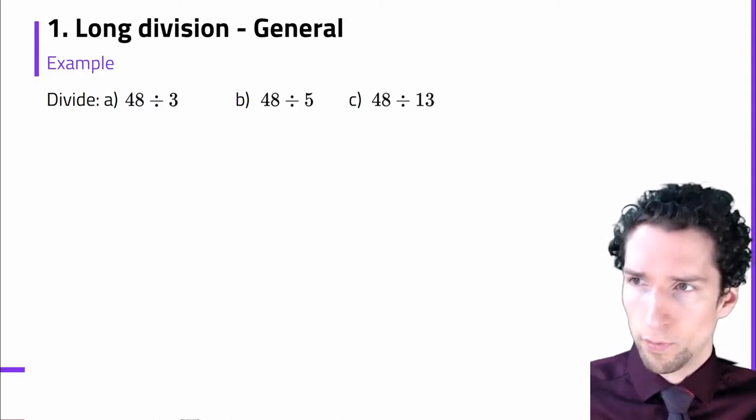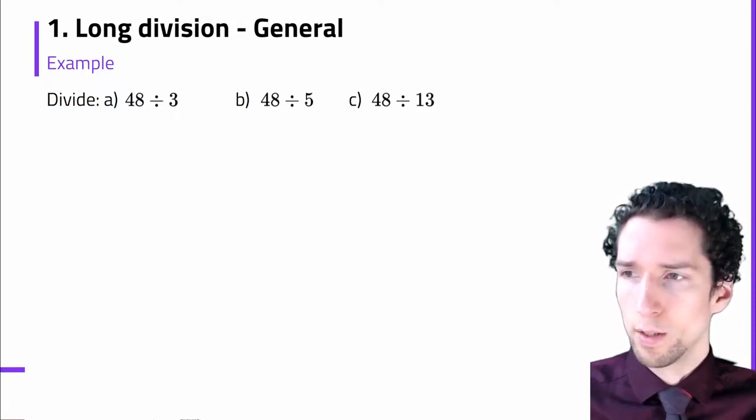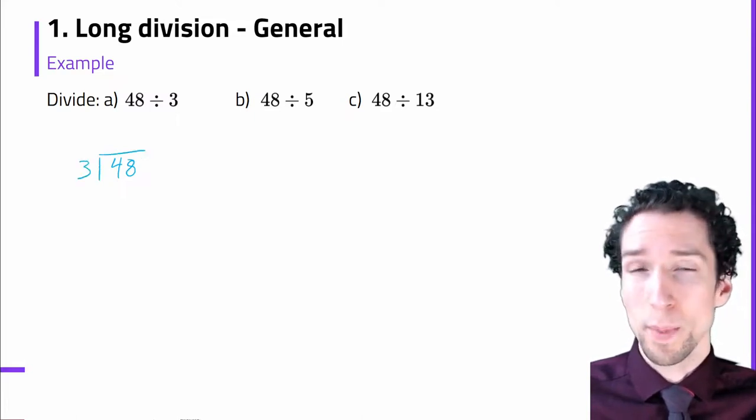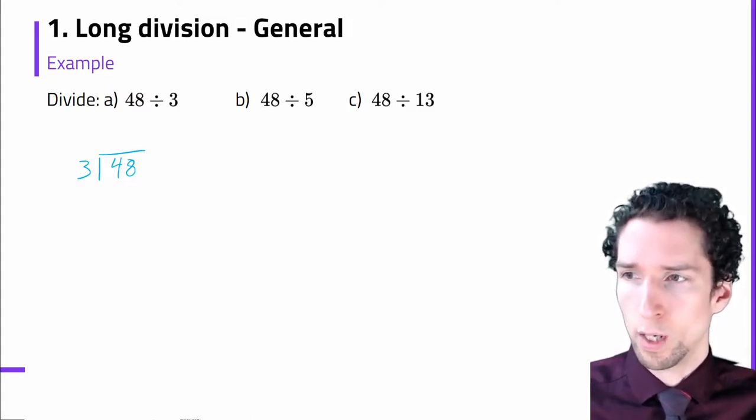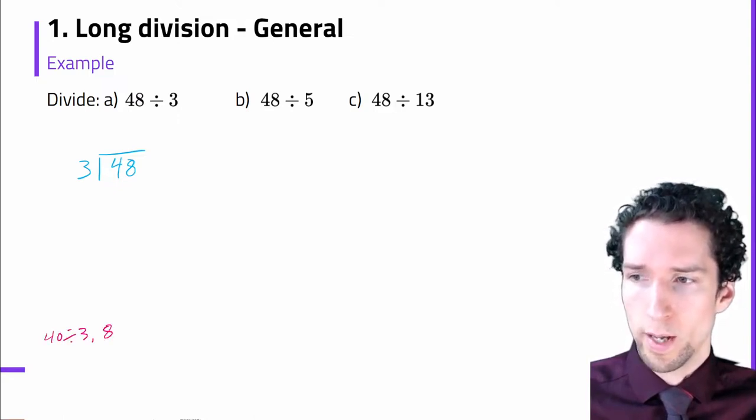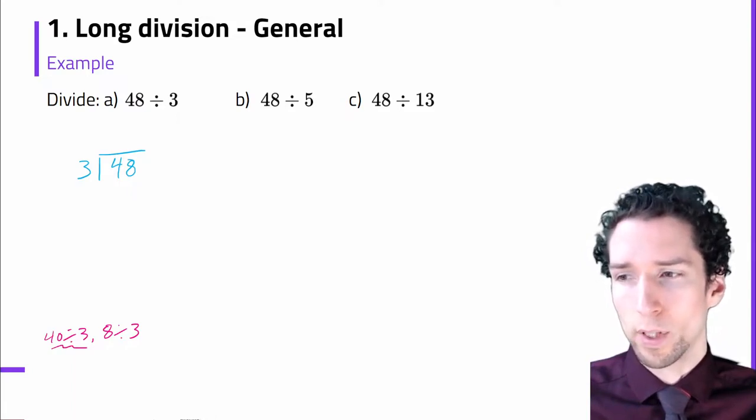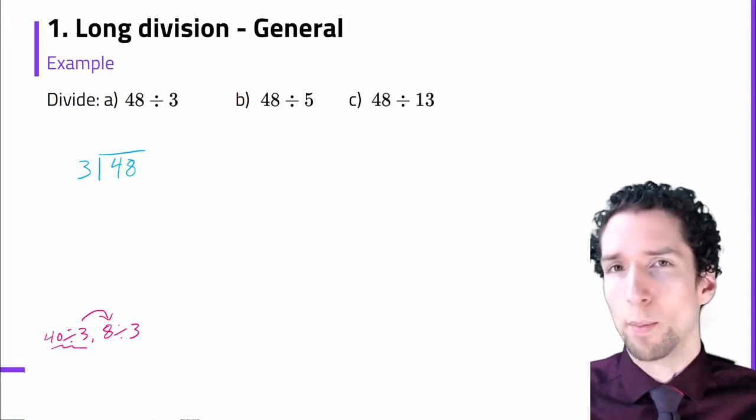So first, long division. We want 48 divided by 3. We write it like this, 48 and 3. We're basically splitting this up into separate problems: 40 divided by 3, and then also 8 divided by 3. But if 40 divided by 3 doesn't go cleanly, we have to take the leftovers of that and put them into this one as well. That's basically what's happening underneath.